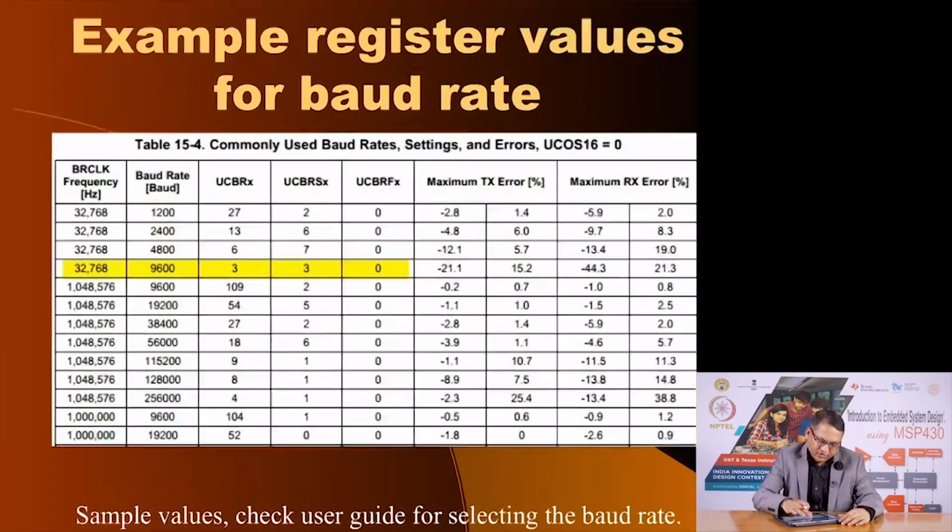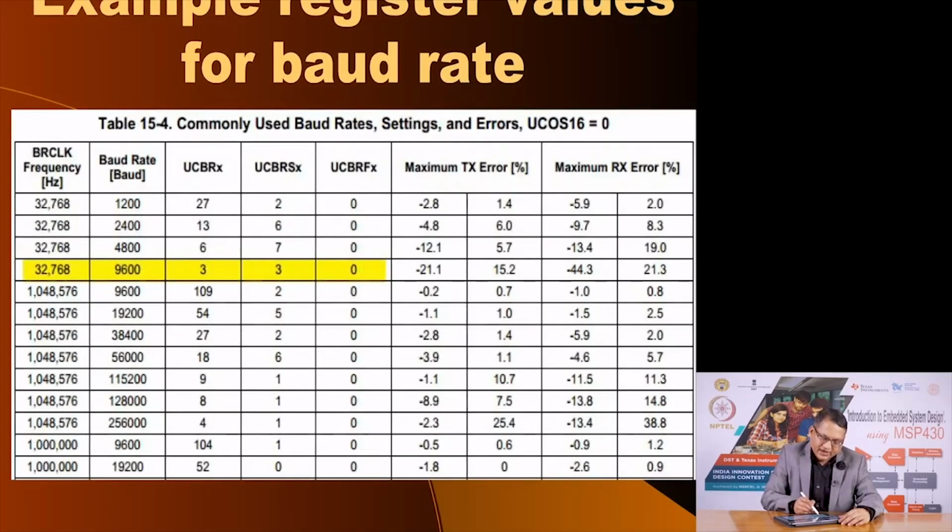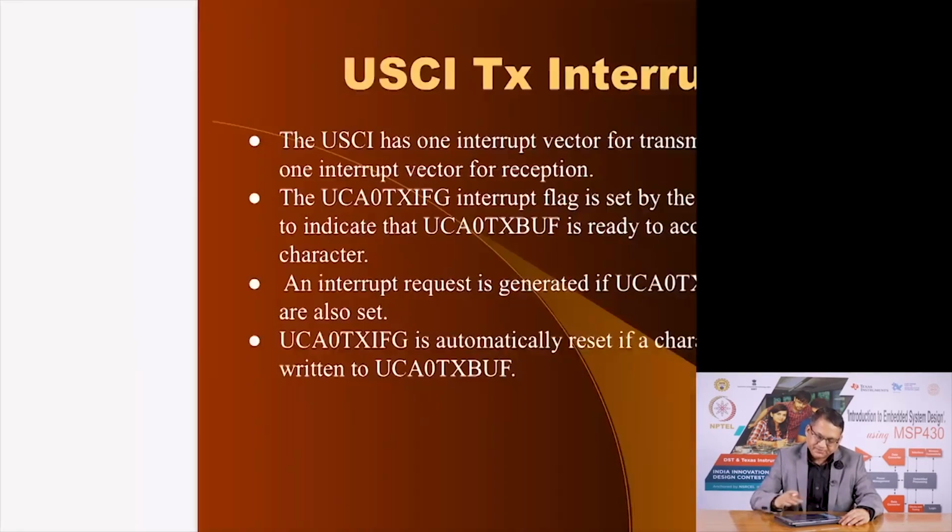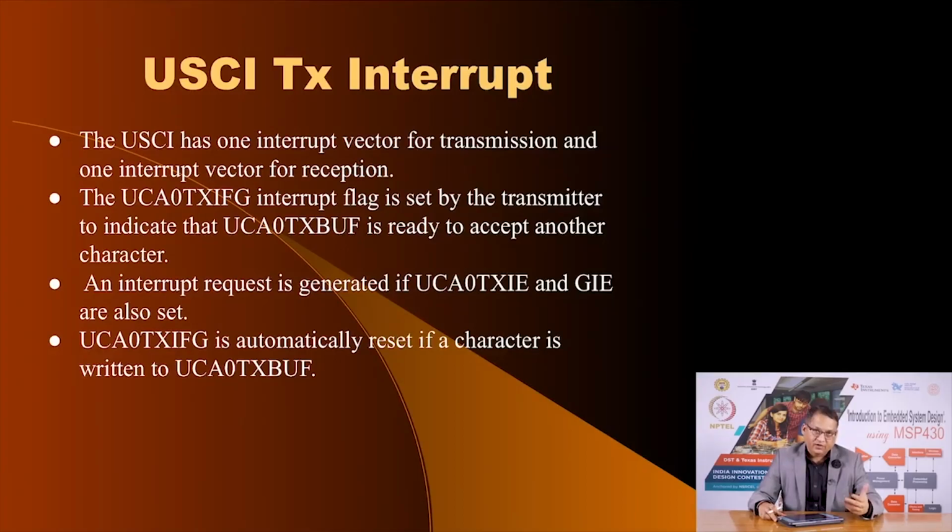Here are examples that if your clock is 32768 and you want to run at 9600, what values should be stored in the baud rate registers and the modulation registers. Then once you want to transmit data, you can do that with the help of an interrupt. There is an interrupt vector for transmit, which means the moment the output buffer is empty, it will generate an interrupt to the CPU, and the CPU can then load a new value into the buffer, and there is a flag, interrupt flag, which tells whether the transmitter is ready, and you can also enable and disable this interrupt.